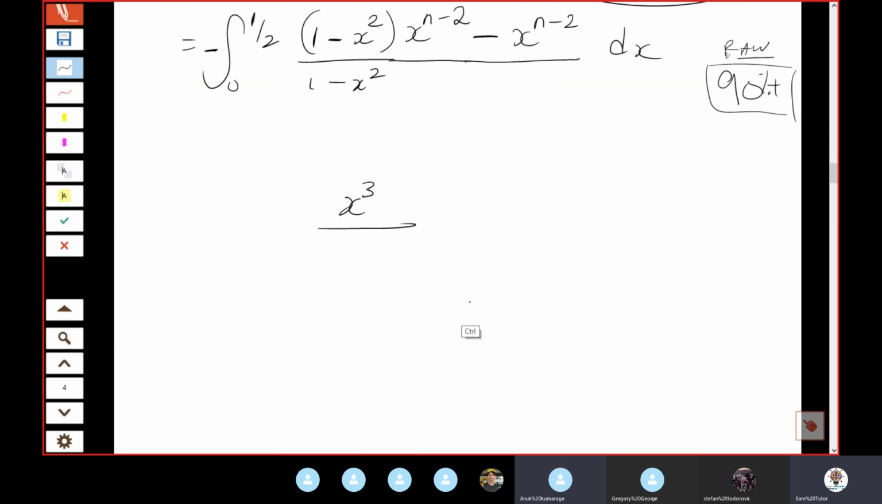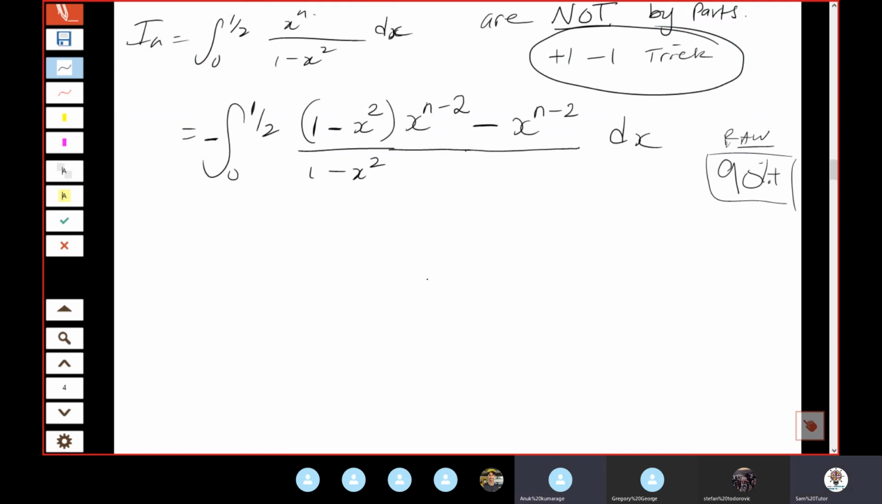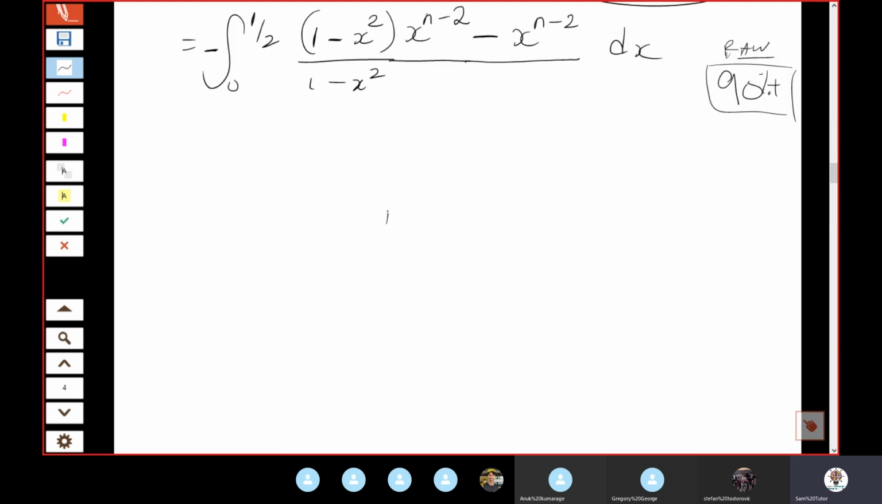So if the power of the denominator matches or is higher than the power of the numerator, is that what you're saying? Say that again? Yeah. If the power is the same or higher, it will always be that. Look, here's another one. How do we integrate this? So you have to do the plus 1 minus 1, right?